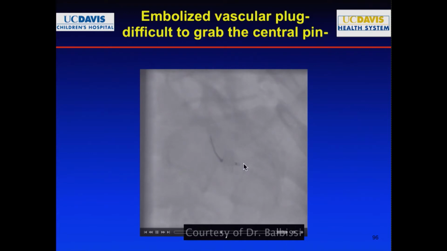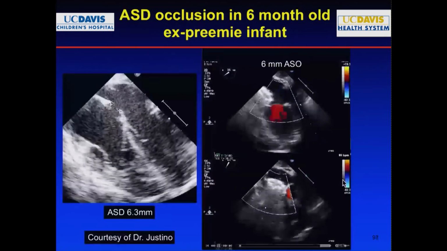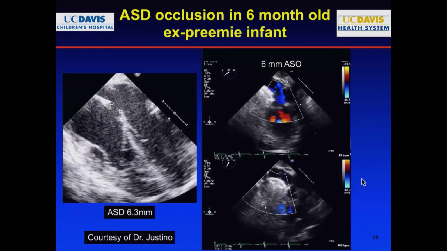Another one, this is from a colleague of mine. This was from one of the eye fluid cases at Sky. Sometimes if a snare doesn't work, a bioptome tends to work very well. So make sure you have those two available to you, snares and bioptomes. They can help you retrieve devices.